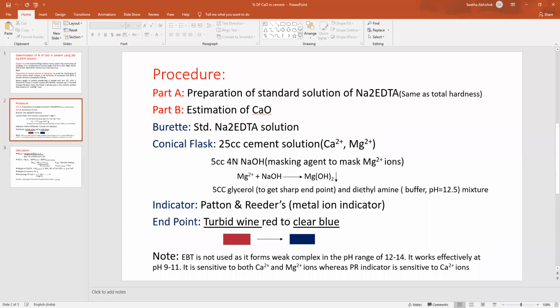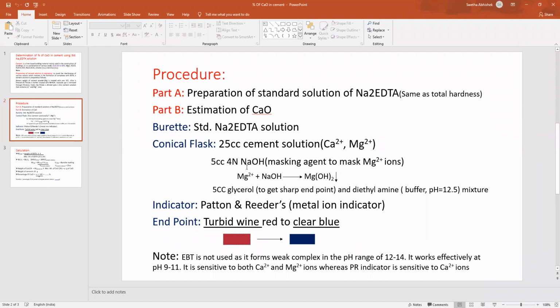And diethylamine: what is the condition to be maintained in complexometric titration? Of course, a specific pH range. So diethylamine is used as a strong basic buffer, which is required to maintain a constant pH in the range of 12 to 14. In this case, a strong pH range is required, that is 12 to 14. By adding diethylamine, the pH of the solution becomes 12.5. A constant pH of 12.5 is maintained by adding this diethylamine.